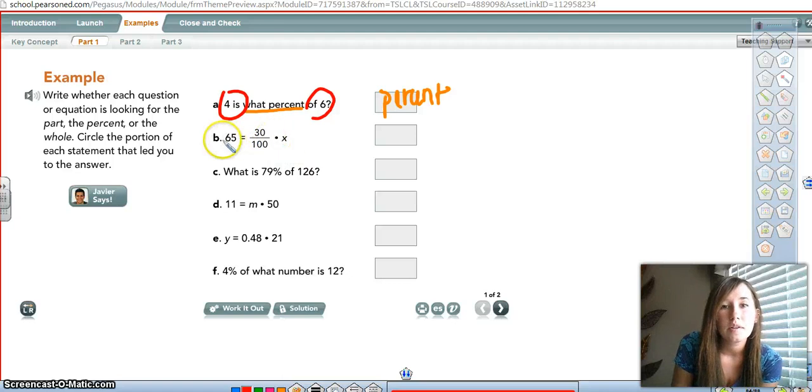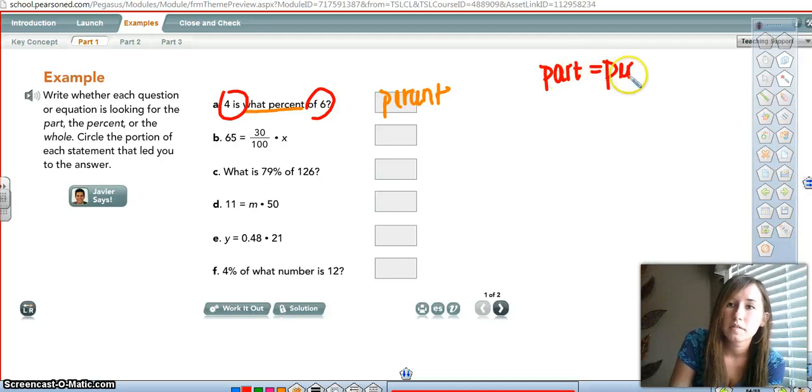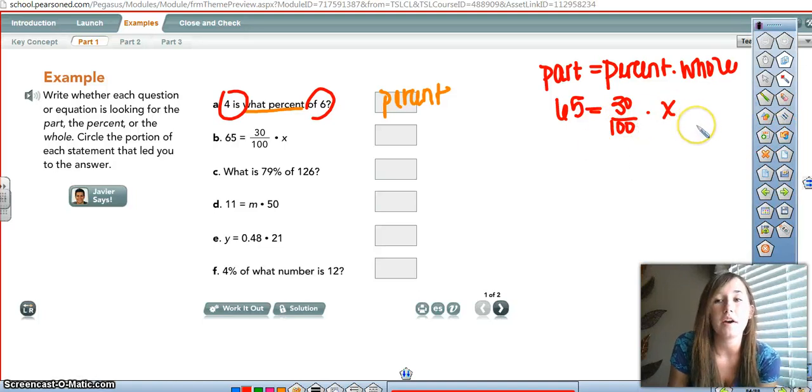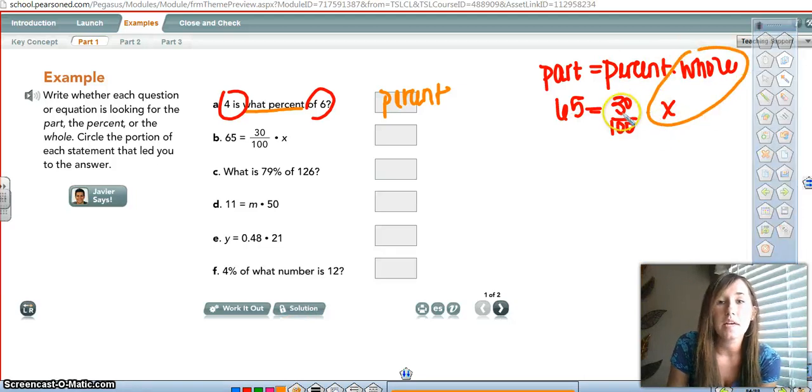All right, now this one looks a lot like the percent equation. Let's remember that the part equals the percent times the whole. So looking at this example, 65 equals 30 over 100 times x. What is this question asking for? What's the missing value? Hopefully you're noticing that it's the whole. The percent we can see is written as a fraction. 30 over 100 is 30%, and then we know the part. So this question is looking for the whole.